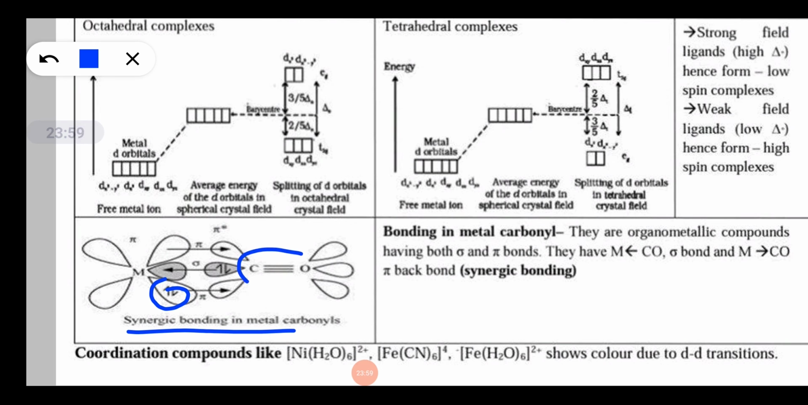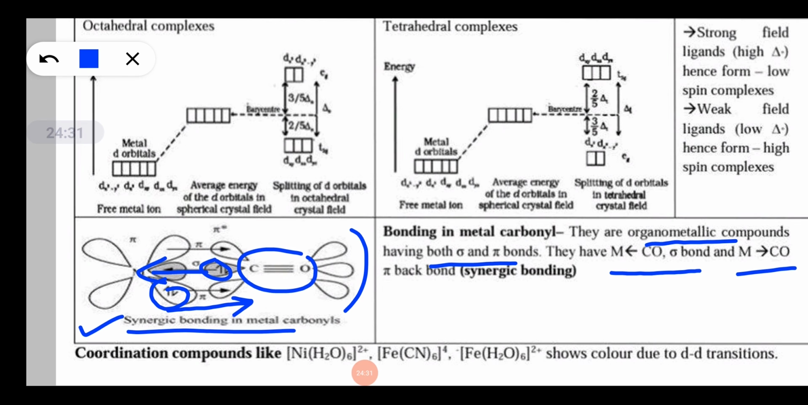Similarly, CO is the ligand. The ligand also contains a few empty orbitals and a few filled orbitals. When the filled orbital of the metal forms a bond with the empty orbital of the ligand, and when the filled orbital of the ligand forms a bond with the empty orbital of the metal, then this two-way type of bonding is called synergic bonding. These are found in organometallic compounds, in which both sigma and pi bonds are present. So the M–CO bond is the sigma bond, and the bond from metal to ligand is the pi bond or back bond. So these two points you need to remember.